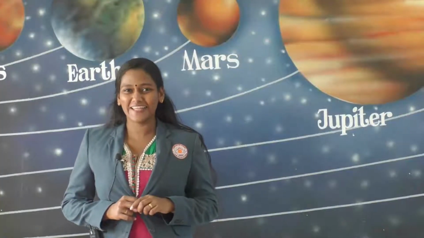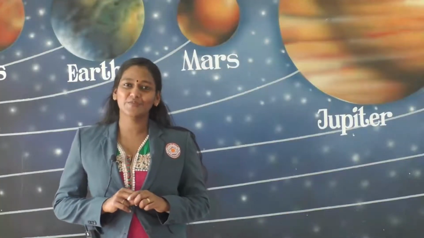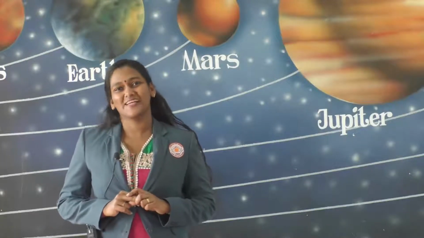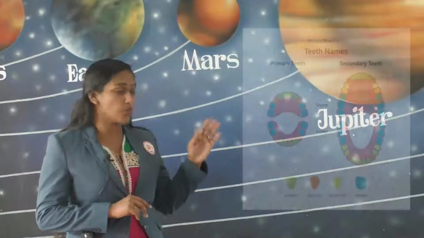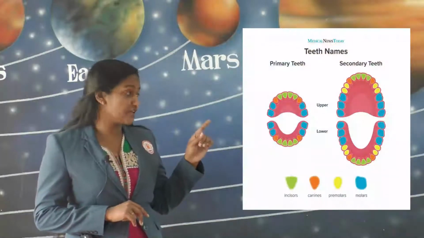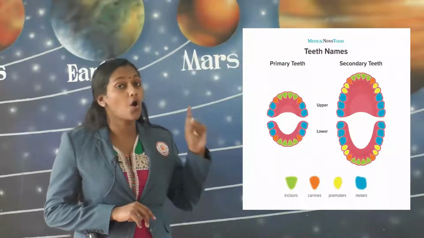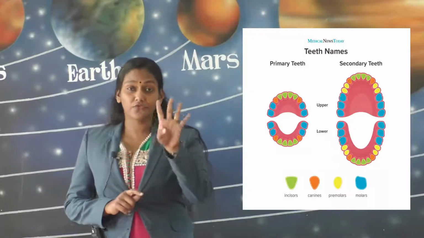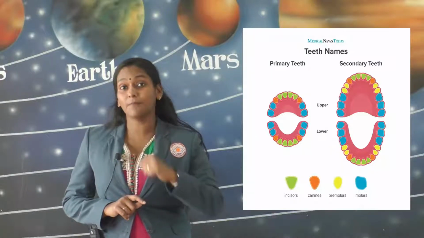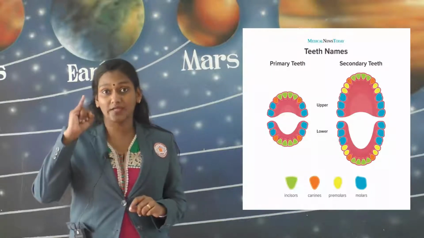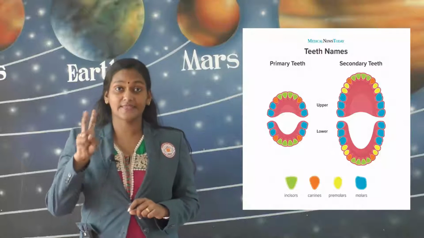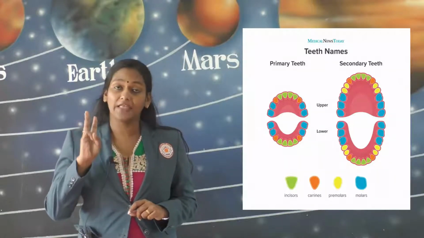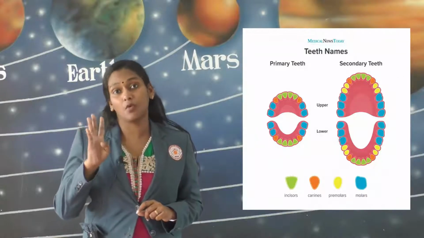Now let us move on to the arrangement of teeth and different types of teeth. This is the way teeth are arranged in the mouth of human beings. There are 4 types of teeth in our mouth. First one is incisors, second one canines, third one premolars, and the fourth one molars.